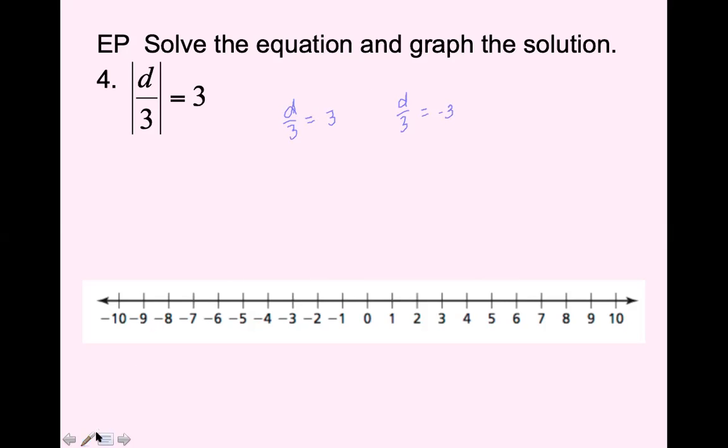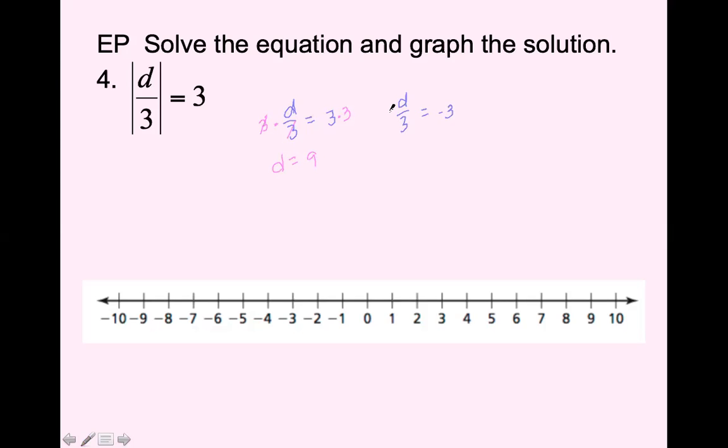So let's switch our color here. I think magenta. All right, to solve this problem, we have D being divided by 3. The opposite of division is multiplication. Multiply both sides by 3. My 3's cancel on the left. I end up with D equals 9.